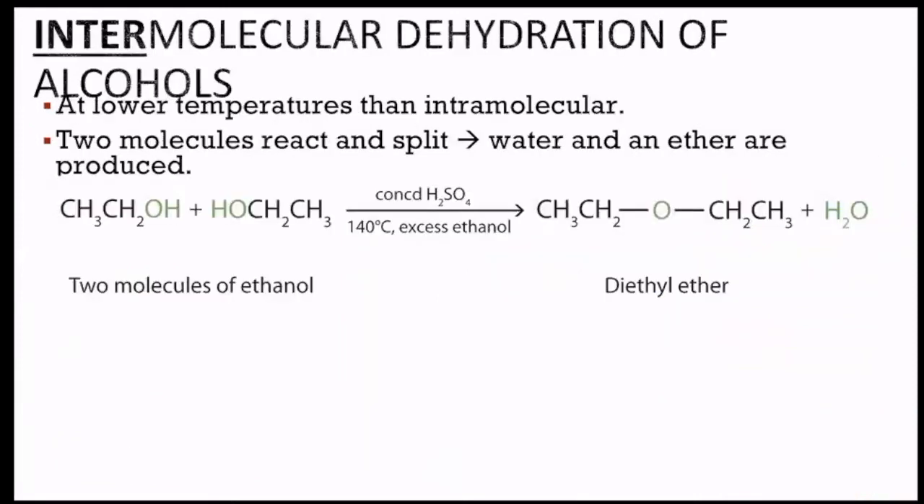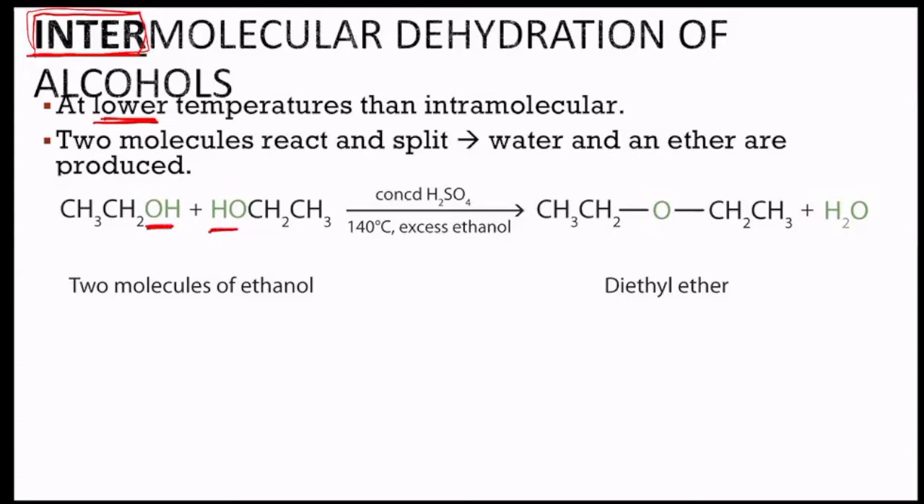Okay, so this is now intermolecular dehydration of alcohols. If we take the temperature and we lower it from that 180 to about 140, and we use the same acid that we were using before, this is now 2 alcohols together. We're going to remove water. So look, you've got an OH on one and an OH on the other.